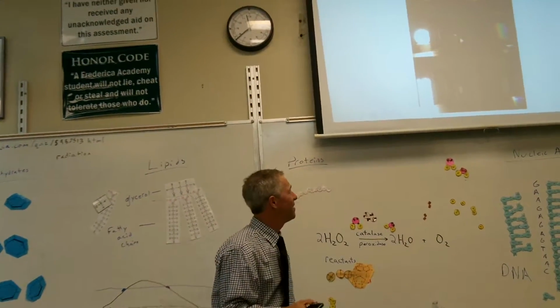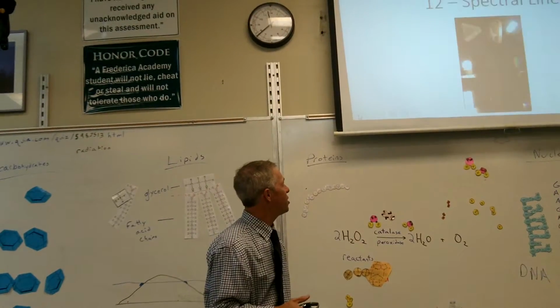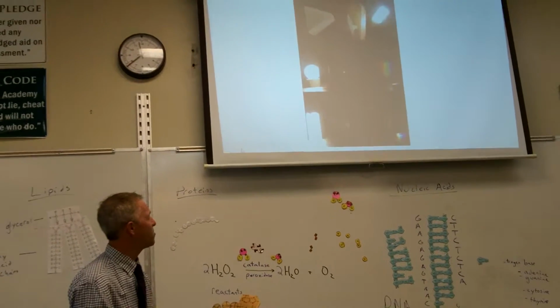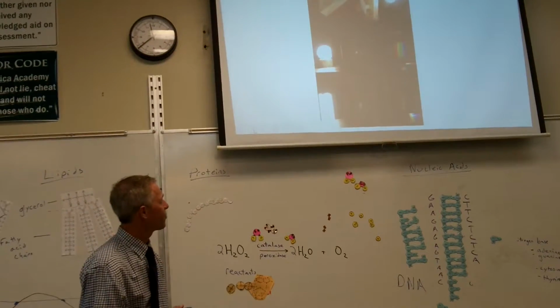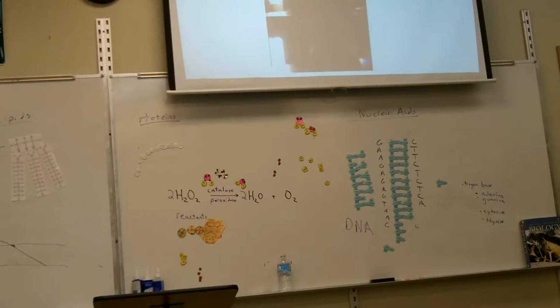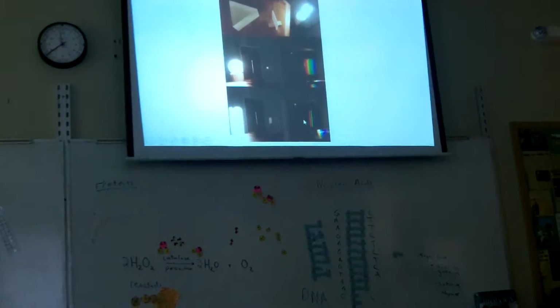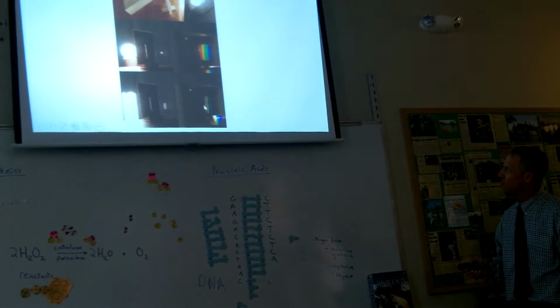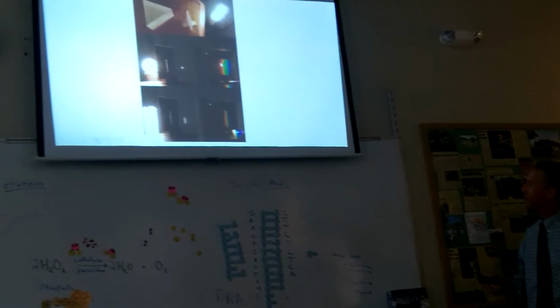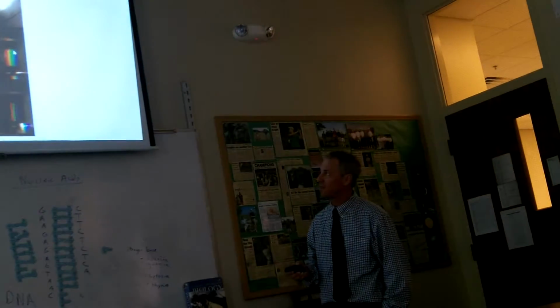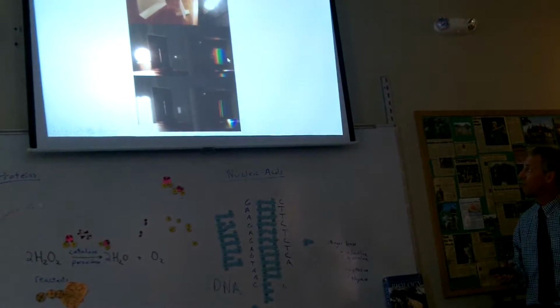Alright. Chapter 11 still? Chapter 12. This is Chapter 12, Spectral Lines. Oh yeah. So you got to learn about spectral lines. And this is showing how spectral lines work. You see those lines on that screen? We call those spectral lines. Have you ever seen a rainbow? Yeah. That's a bunch of spectral lines together form a rainbow.